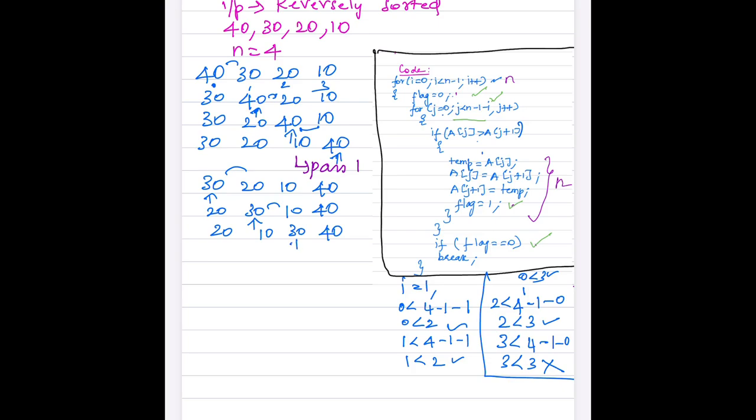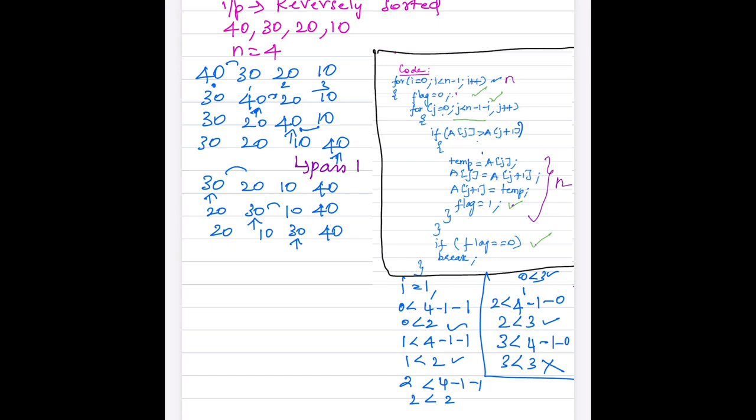Now j's position is here. What is j's position? It is 2, right? 0, 1, 2. 30 is at 2. 2 less than, what do you have to check? 4 minus 1 minus 1. 4 minus 1 is 3. 3 minus 1 is 2. Okay. What is happening here is, is 2 less than 2? No. So this if will not get executed.